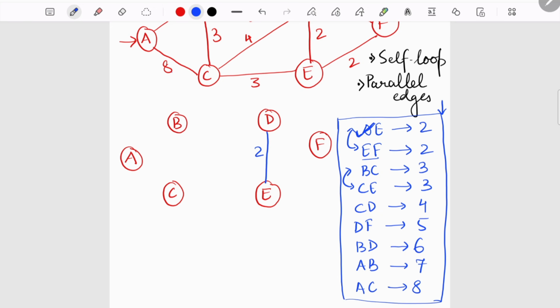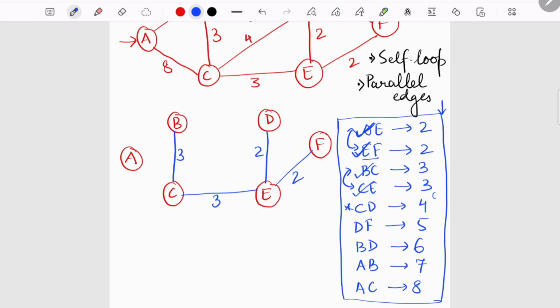Edge weight 2. Next I have to pick up EF with edge weight 2. Okay. Now let's pick up BC with edge weight 3. Then we'll pick CE with edge weight 3. Then we have to pick up CD with edge weight 4.